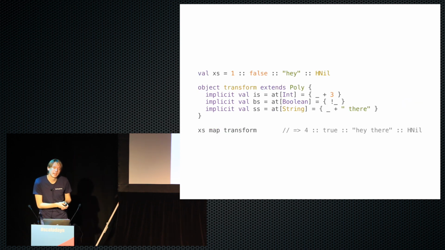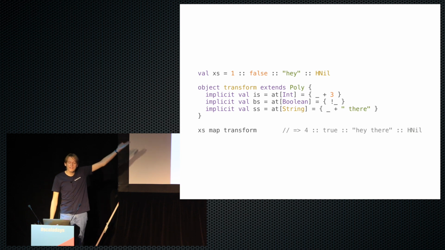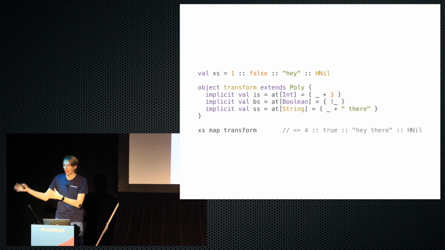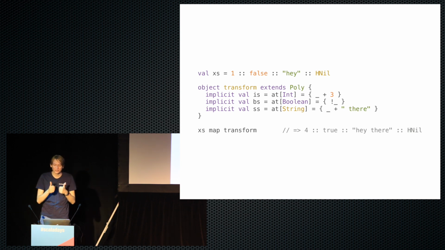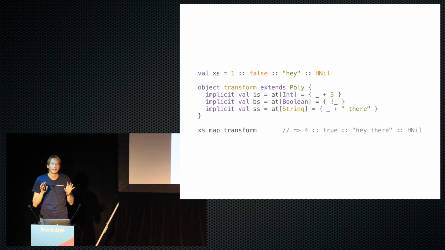And lo and behold, if we do all of this, that's all the machinery that we need, surprisingly, this example now works. So we have an HList, we have a simple transformation on that HList, we map the transform over the HList, and we get another HList as a result with the specific type. That's pretty cool. That's really, really cool. This is all we needed to do it. Nothing magic, no crazy compiler hacks or anything like that, just using the implicit scope.